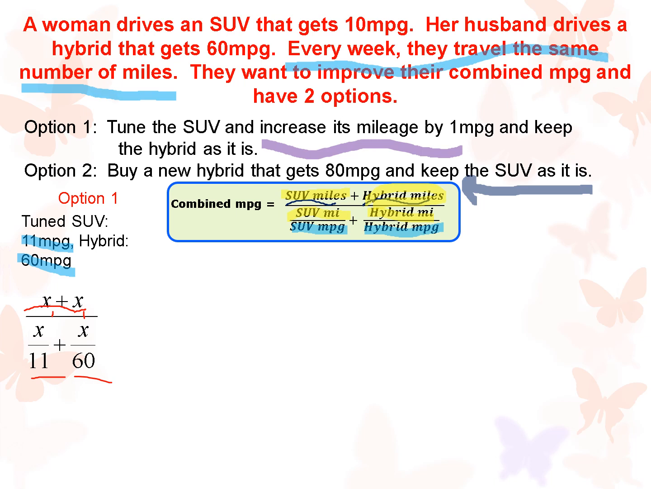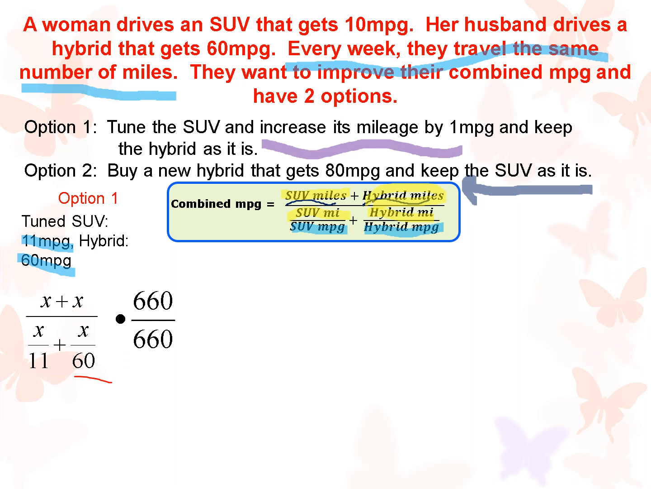So what I'm going to do to get the LCD, and you'll probably want to use a calculator for this, I'm just going to multiply 11 by 60, okay? I'm going to multiply 11 by 60, and that is 660, because 11 times 60 times 1 will give you your common denominator. So 660. So I'm going to multiply top and bottom by 660. Now again, we're not changing the value of this expression.